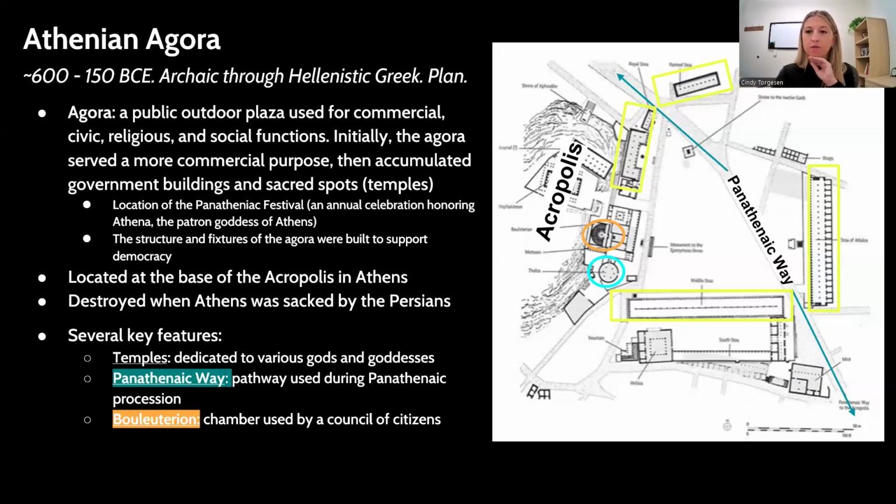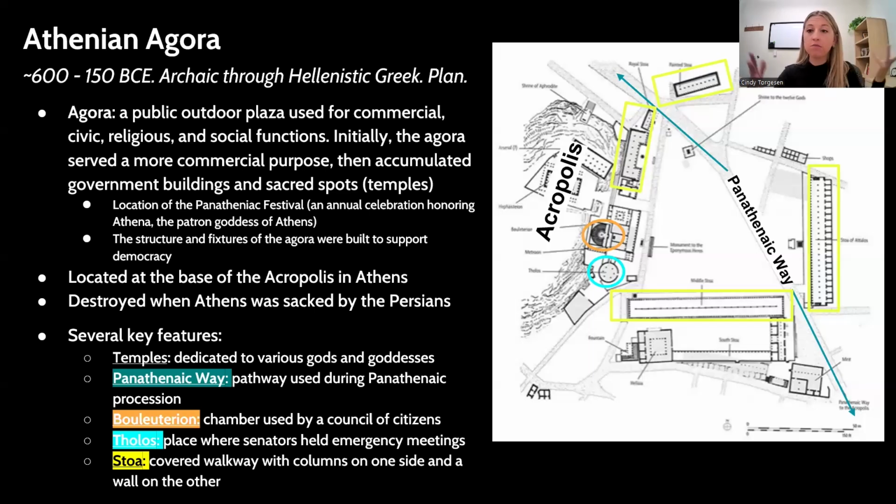This was a chamber used by council citizens. So that means that this was this democratic space, a space that people could meet together. Also a Tholos. A Tholos was a place where senators could hold emergency meetings. Again, a political place for more than just one leader. It was for the democratic approach that they had, as well as a stoa, which was a covered walkway with columns on one side and a wall on the other. And this is again a really huge public space.